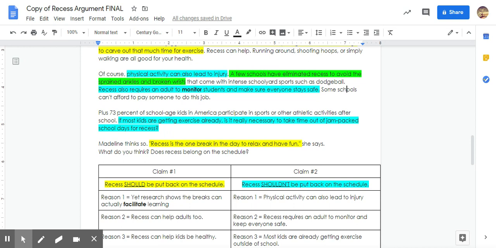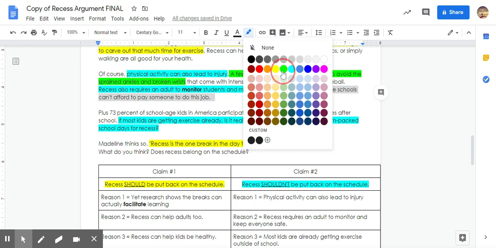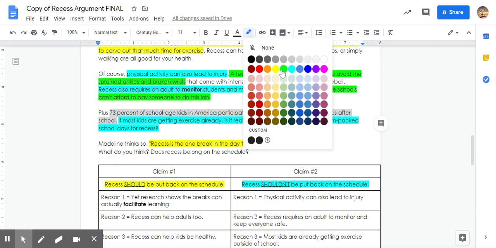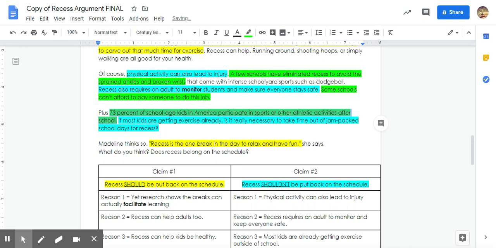And then we have the example here about recess also requires an adult to monitor students. So then it goes on to say that not all schools can afford that. So that is some explanation there. And then it ends off with 73% of school-age kids in America participate in schools or other athletic activities after school. And I'm going to highlight that as a green piece of evidence as well.